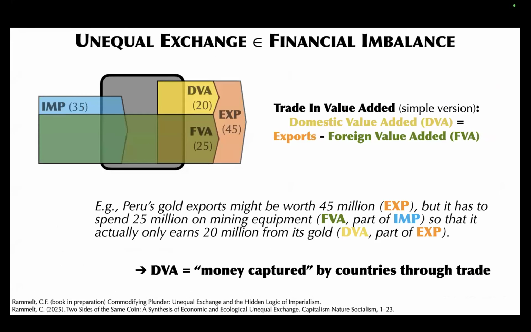Now, the basic starting point is that you could say there is a financial imbalance. So this could be measured. Currently, the best way to measure the financial imbalance through trade is to look at what's called the domestic value added. The simple version here, and it's very simplified, is Peru. Peru might export gold that is worth 45 million. That's the total export value, but it had to spend 25 million on importing mining equipment. That would be the foreign value added, the green part worth 25 million, so that in the end, Peru actually only earns 20 million from its gold. And that's the domestic value added. So the thing to remember is that domestic value added basically means the money that countries capture or profit in the end through trade.